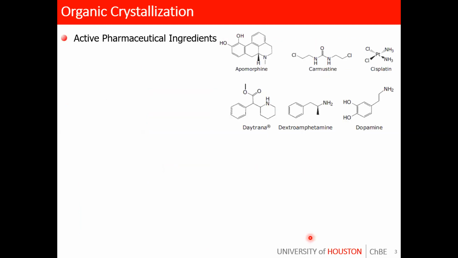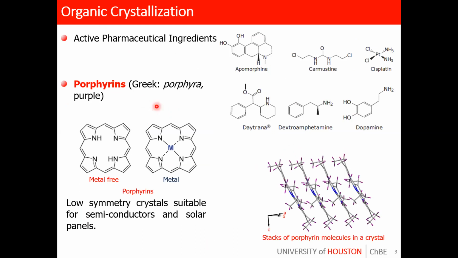And in recent years, organic liquids are the solvent of choice for crystallization, separation, and purification of small organic molecules like active pharmaceutical ingredients. Again, some of the examples are shown here, like apomorphine and dopamine. Organic liquids are also used for the crystallization of specialty chemicals known as porphyrins. Porphyrins are organic molecules, and because of their delocalized pi electrons, low symmetry crystals of porphyrins are used in electronic devices like semiconductors, solar cells, etc.